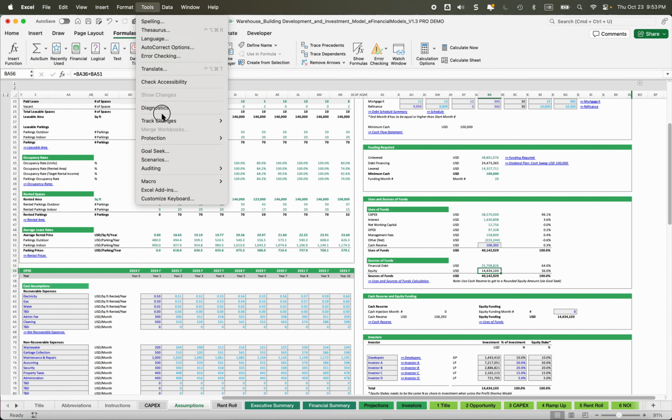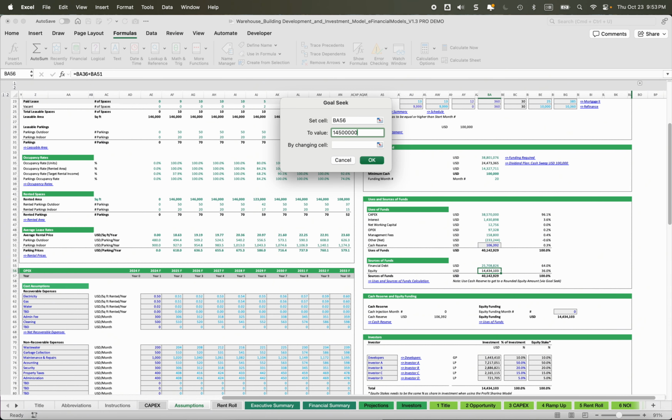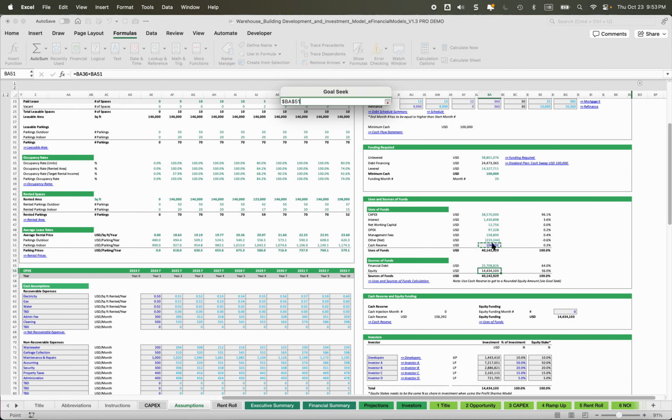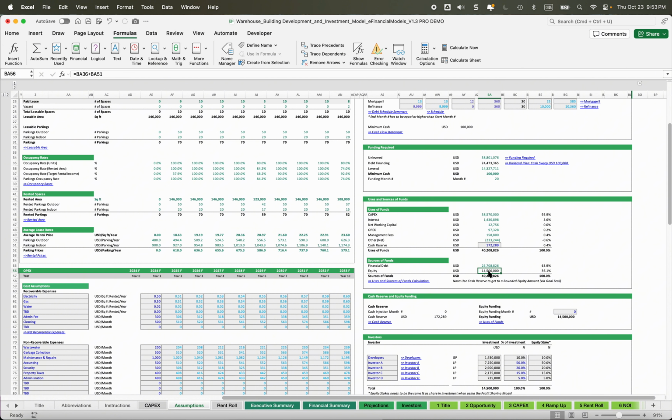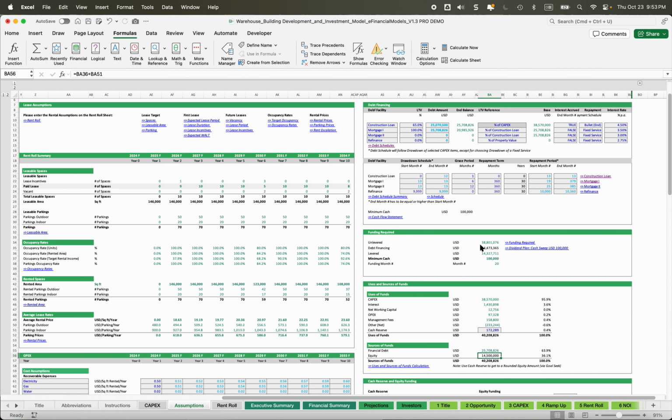The way I'm using this is I want to get to a rounded figure for the equity financing amount, so I'm using a goal seek in this case to search what cash reserve I need in order that my equity financing amount is just a rounded figure I can easily work with. And then my financing structure is basically set and ready to go.